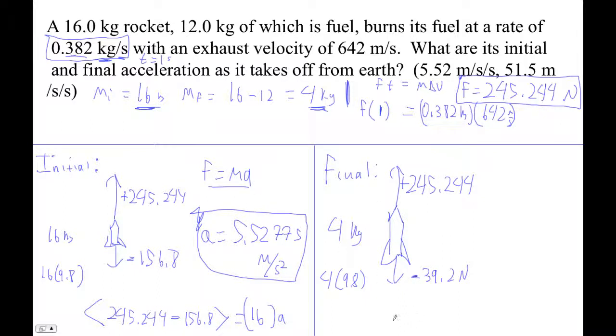Again, we're going to do F equals ma. So 245.244 minus 39.2 is equal to 4. So don't forget to change. Here it's 16, this one's 4, times a. So 245.244 minus the answer I just got. That's 206.044, and I'm going to divide by 4. 51.511.